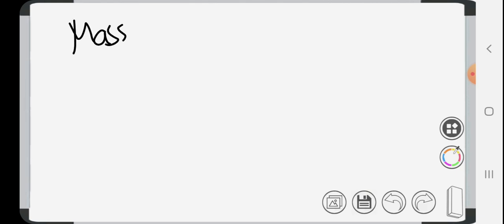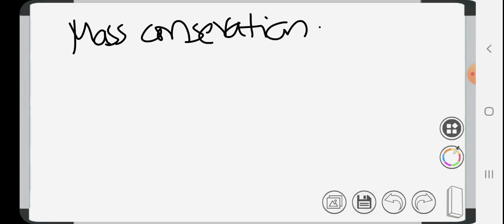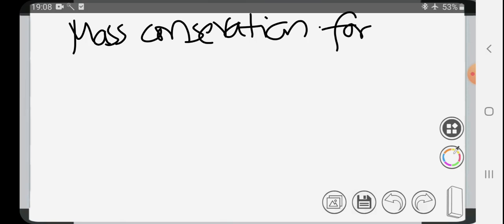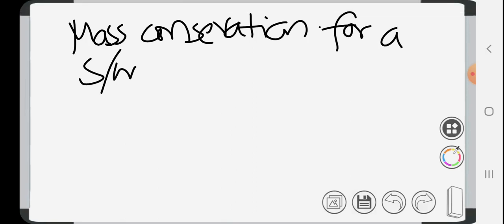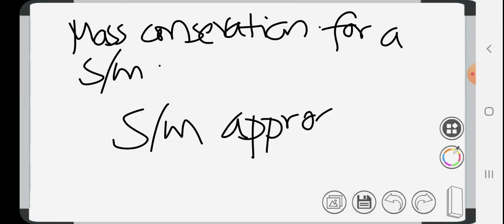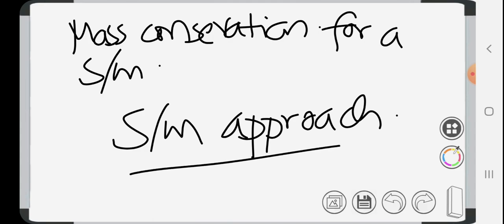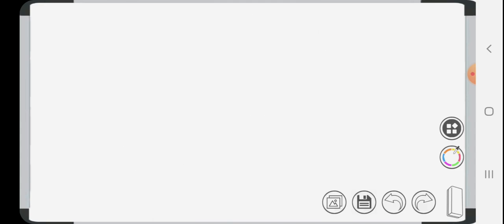Mass conservation for a system. System means we are using the system approach. I told you there are two types of approach. First one is the system approach or closed system approach. Second one is the open system or control volume approach. So in the system approach, how will you get an expression for mass conservation?